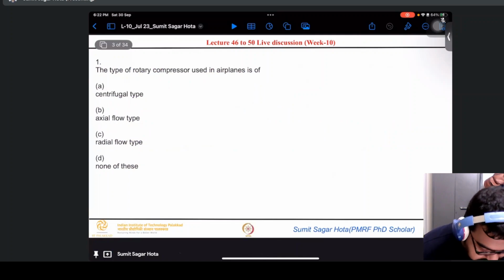In this section we first study some of the MCQ questions. Then we go for the problems.